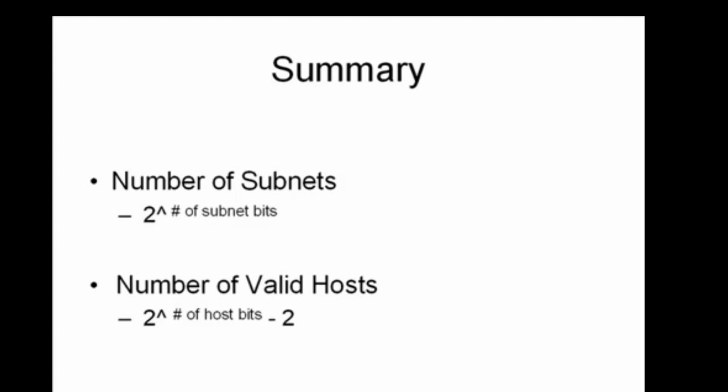Determine the network bits, determine the subnet bits, and then determine the host bits. As long as you know those three pieces of information, you can use these formulas rather easily in order to answer these questions. Okay? So that is it. That is how to find the number of subnets and the number of valid hosts per subnet. Keep practicing, and thanks for watching.